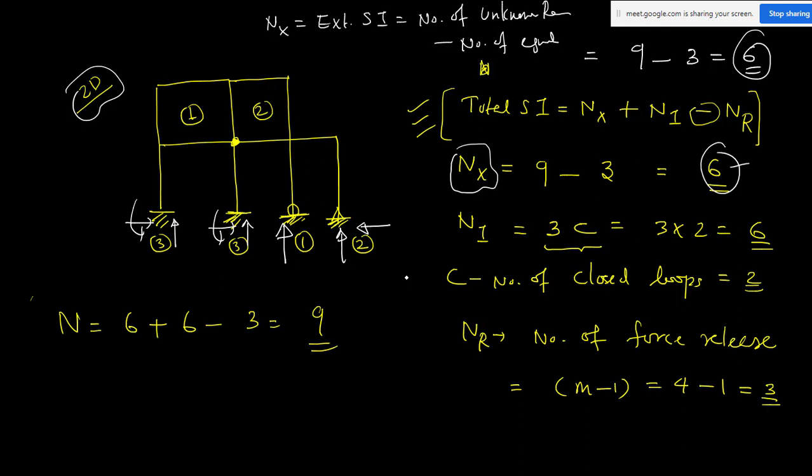Yes, sir. So what is the answer for this one? Tell me the answer. All of you solve and tell me. Find out the total static indeterminacy. There are two hinges. Tell me the answer. Two supports are fixed. This is a hinge. After this, tell me this one also.